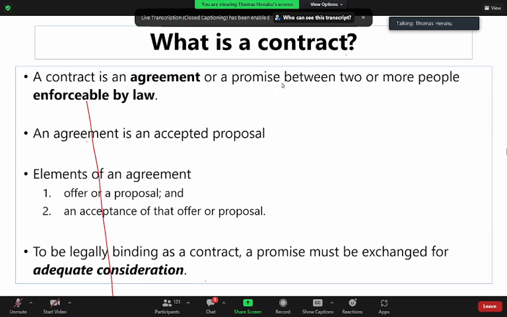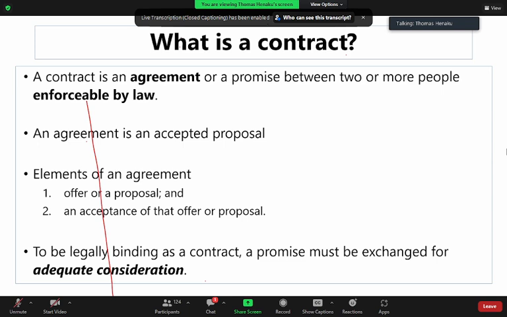So to be enforceable, to be legally binding, there must be an exchange of a promise for adequate consideration. So when I talk about adequate consideration, what do I mean? Adequate consideration in this context is what you would refer to as a benefit or a detriment that a party receives, that reasonably and fairly induces the parties to make the promise or a contract. That is adequate consideration.